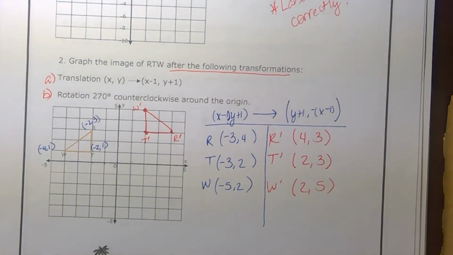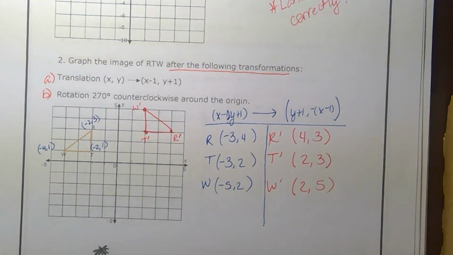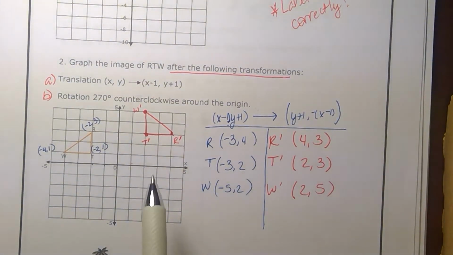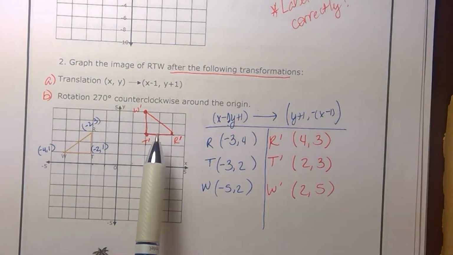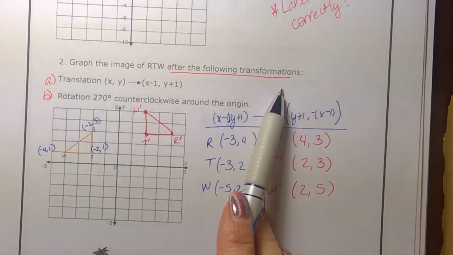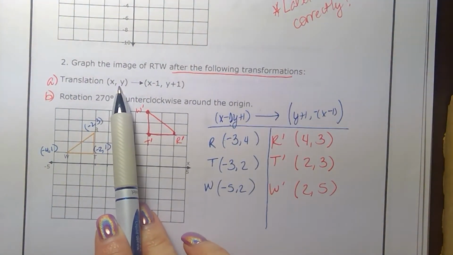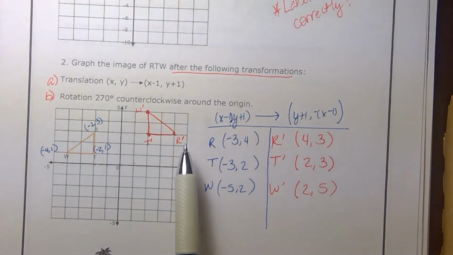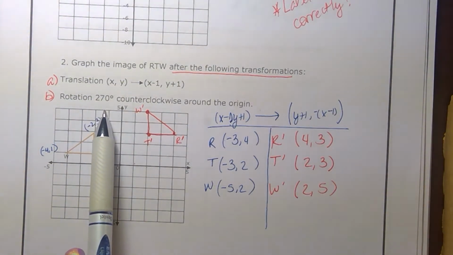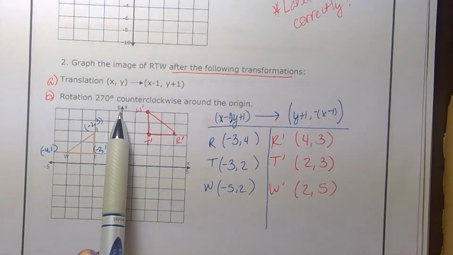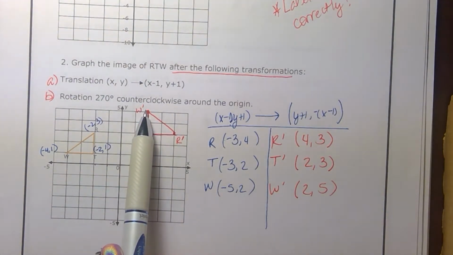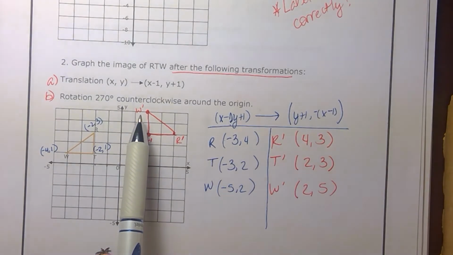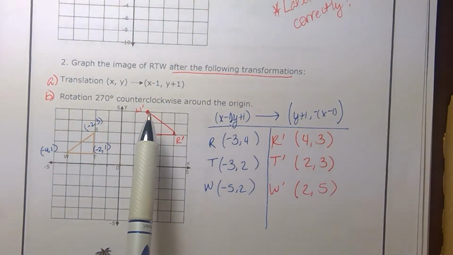For number 2, we're asked to do 2 different things before we move on. You're only supposed to sketch the triangle once, and you're supposed to sketch it after both of these transformations. You're supposed to do a translation and then a rotation. One limiting thing about this packet is that all of the rotations are a 270-degree rotation. All rotations are counterclockwise unless otherwise specified. I think everything we do has a counterclockwise rotation.